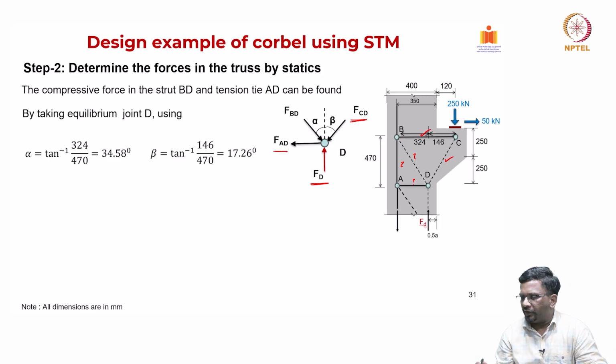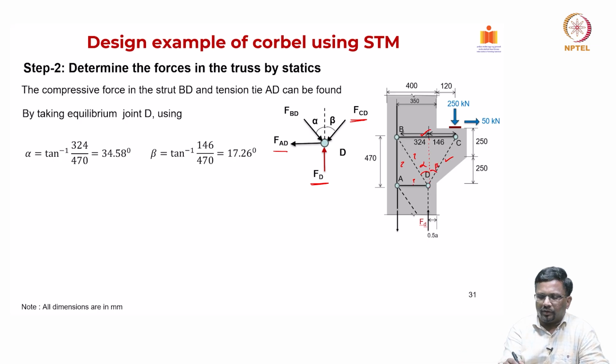So, alpha you can see here, it is from here to here, right. So, this is basically your alpha and this is your beta, right. So, you can say alpha is tan inverse of 324 by 470 and beta is tan inverse of 146 by 470. You get 17 and 34.58.